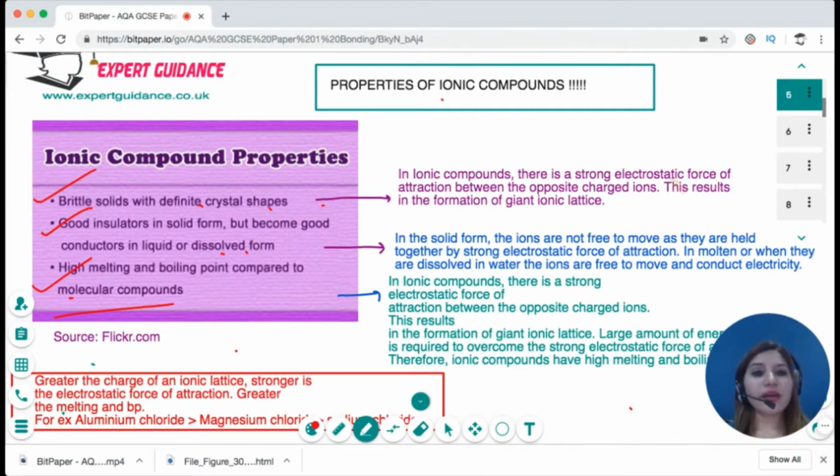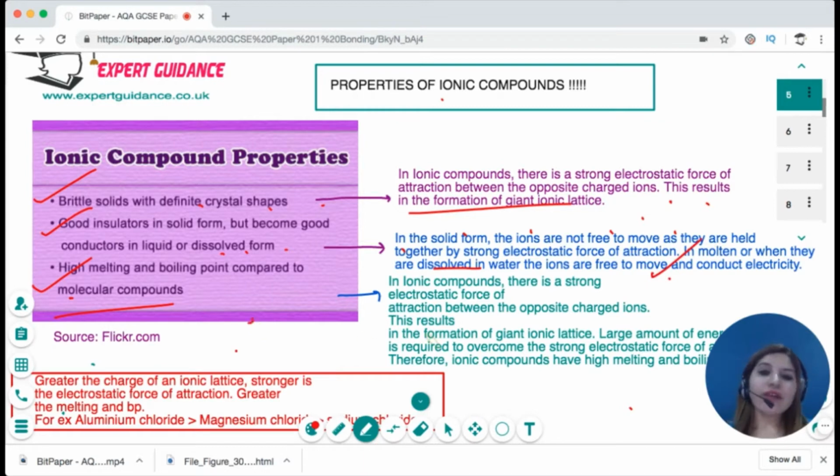In ionic compounds, there's a strong electrostatic force of attraction between opposite ions. This results in the formation of a giant ionic lattice. Now, why is it a conductor in liquid form? In solid form, the ions are not free to move as they are held together by strong electrostatic forces of attraction. When molten or dissolved in water, the ions are free to move and conduct electricity.